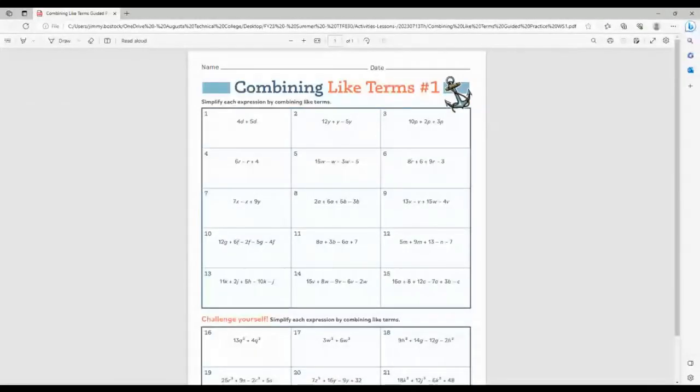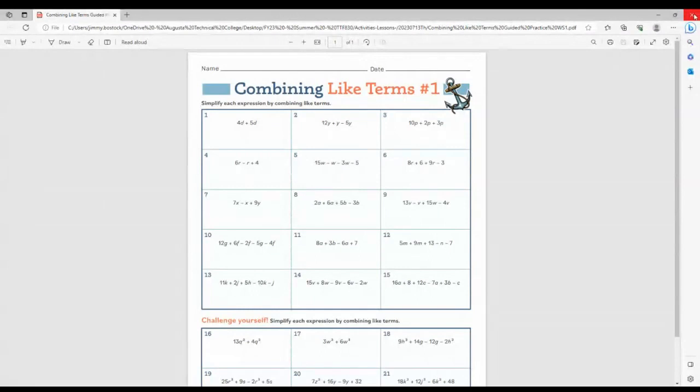Okay, so that's the sheet you should have. You're going to want to either print that or have that up where you can see it. We're going to work through it together.